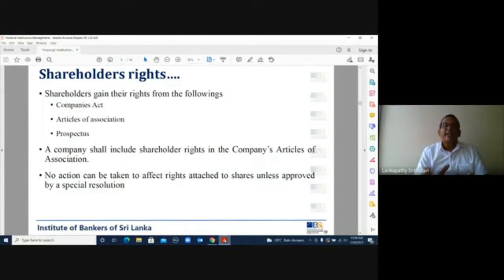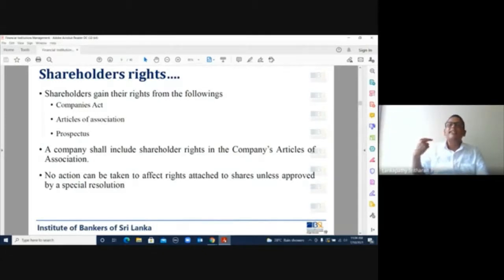Actually, the rights a person gets through the Companies Act are called statutory rights. Anybody can't alter the statutory rights, as they are given by the act. And a company shall include the shareholders' rights in the company's Article of Association also. No action can be taken to affect the rights attached to the shares unless approved by a special resolution. By approving the special resolution, they can alter the Article of Association, and through that way take actions affecting the rights attached to the shares. Other than a special resolution, they can't alter.